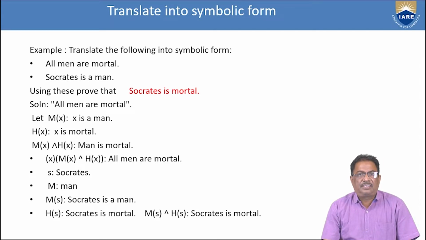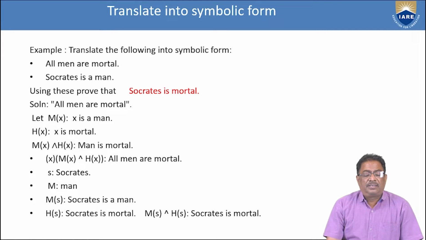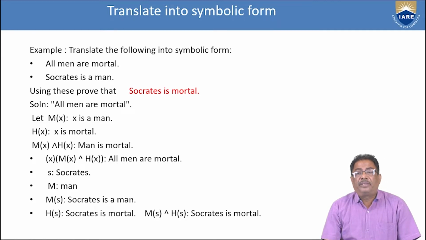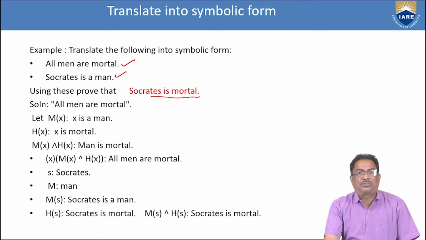Now let us consider one more example. We are going to convert it into a symbolic form. Translate the following into symbolic form. One is, all men are mortal. Socrates is a man. Using this, we have to prove that Socrates is mortal.